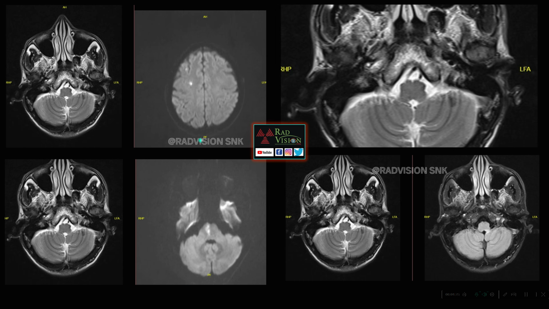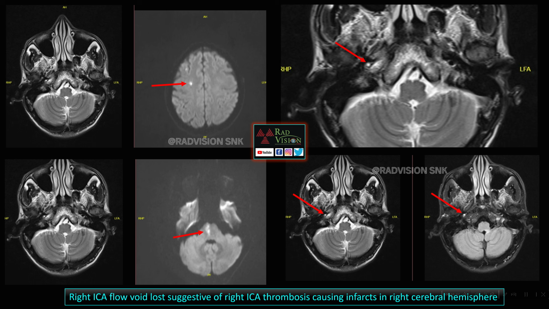This is also another case where you can see this is the left ICA, but the right ICA flow void is lost. Here also you can see the right ICA flow void is lost, suggestive of right ICA thrombosis. And also there are infarcts in the right cerebral hemisphere or right supra frontal lobes, and also in the right half of the brainstem. So this was a case of right ICA thrombosis causing infarcts in the right cerebral hemisphere, probably due to right MCA thrombosis.